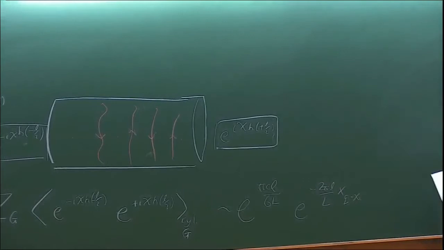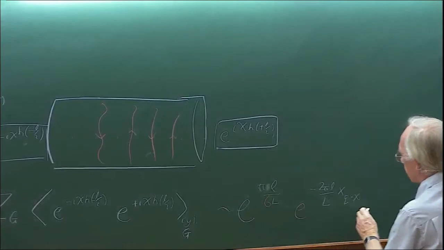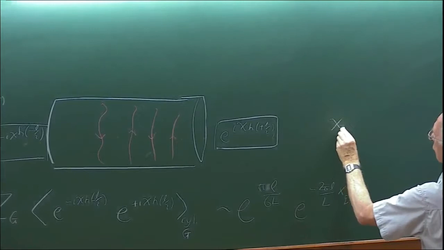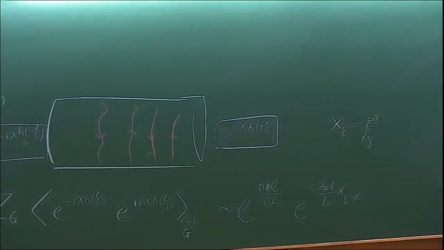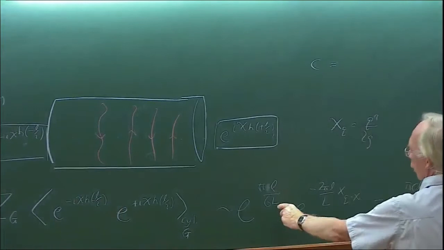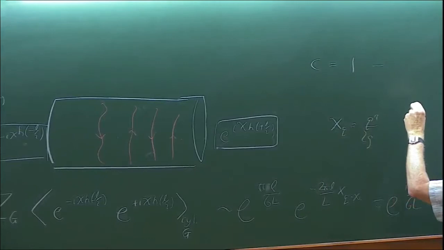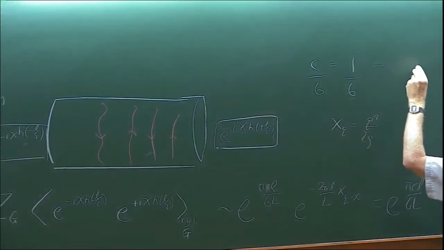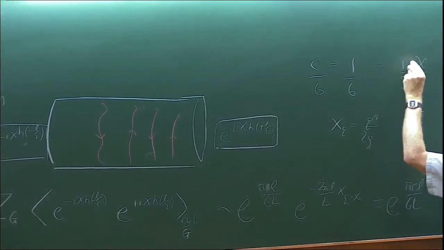So we know that therefore, this is with c equals 1, we know that x of q was this q squared over g, so we can write this as e to the pi c L over 6L, and the result is that the effective value of c, the one that we get in here, is actually changed away from this, and what we find is that c over 6 becomes 1 over 6 minus pi over pi squared 1 over g. So I think q is equal to chi over pi.